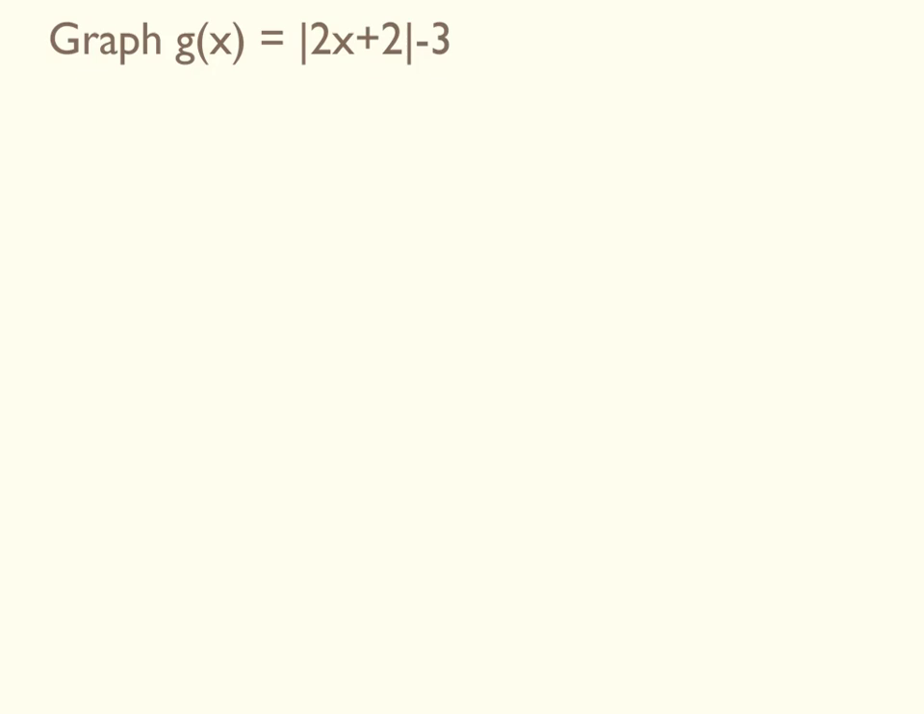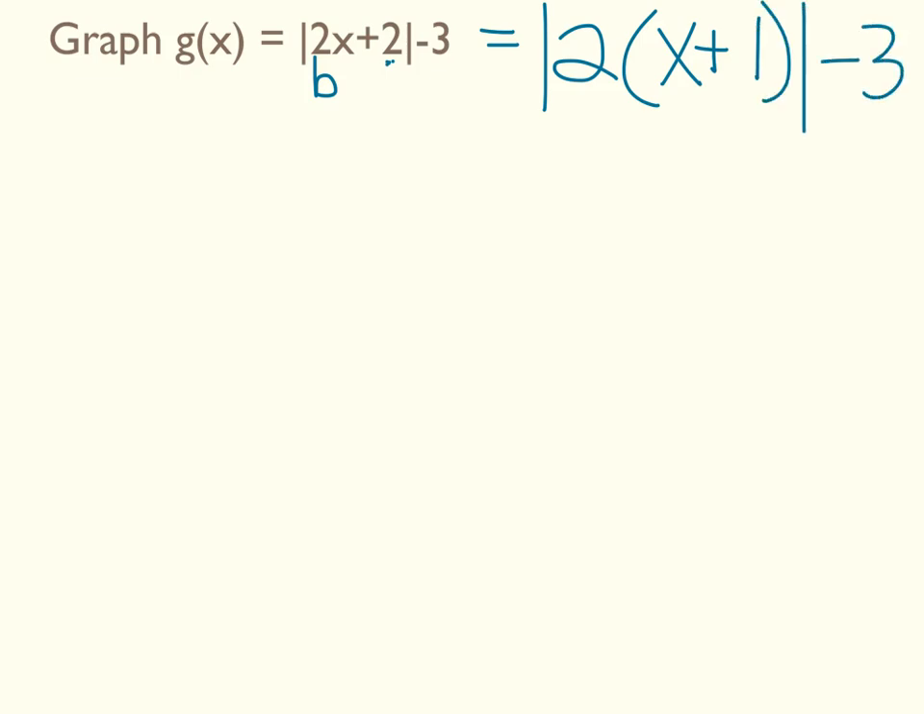So let's try another one of these just to be sure we know what we're doing. This time I've stuck a b value in there. And remember, when you have a b value, you have to factor it out. So we'll take the absolute value, and then I'm going to take this 2 with a parenthesis, x plus, and then if I divided 2 out of that 2, it would really be 1. And then -3 stays the same.